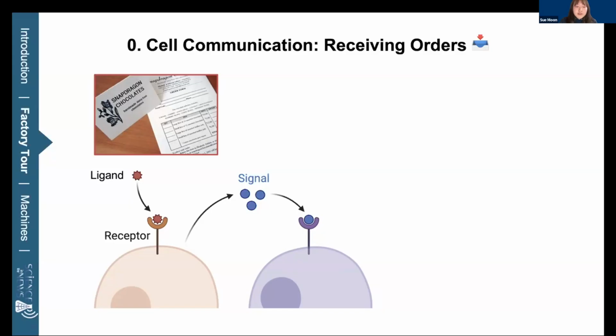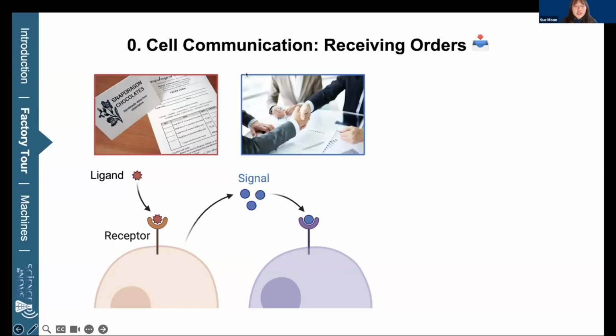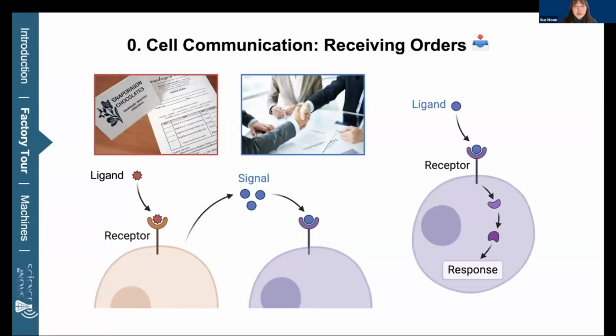Cells can also receive signals from neighboring cells, just like how a neighboring company can ask for cooperation to make chocolate. When those ligand molecules bind to the receptor, the cells relay the signal to initiate response, which is protein production. So just like when the factory receives an order from a customer saying, I want to order almond chocolate, then they start to make it. Without receiving the correct signal, the cell will not know what to make.